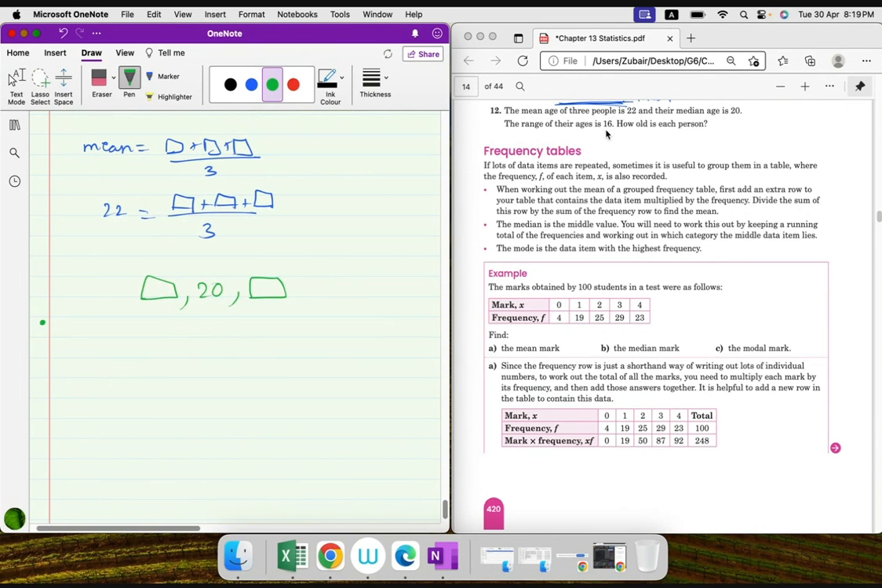The range of their ages is 16. Would that mean the difference in these two values is 16? Yes. So when I multiply this, do I get 66 is equal to first box 20 plus second box? Yes, sir, but we only have two boxes. So now what we'll do? If I take 20 on the other side, I now know that 46 is equal to sum of these two.